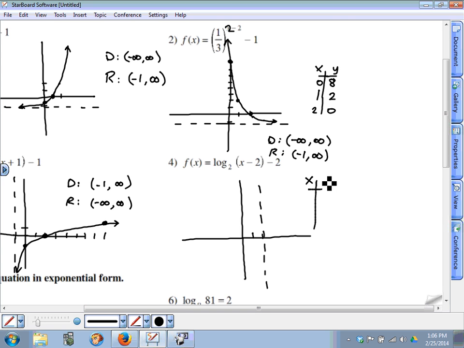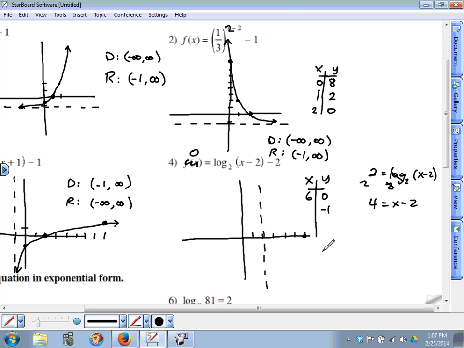Now we need to find the x-intercept by letting y equal 0. So we place a 0 right in here. If you add 2 to the other side, you get the equation 2 equals log base 2 of x minus 2. Exponentiate with a base of 2 on both sides. 2 squared is 4, so we have 4 equals x minus 2, x equals 6. So there's the x-intercept.